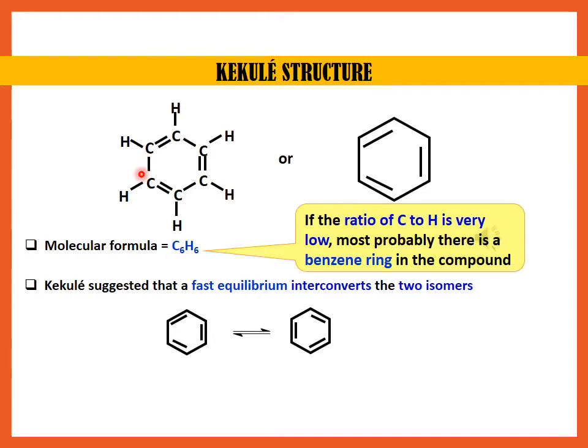Okay, can? Kekulé suggested that a fast equilibrium interconverts the two isomers. So this is the Kekulé structure for benzene. Either you draw like this or you can draw like this. So actually the position of the double bond can keep changing. Okay, class?